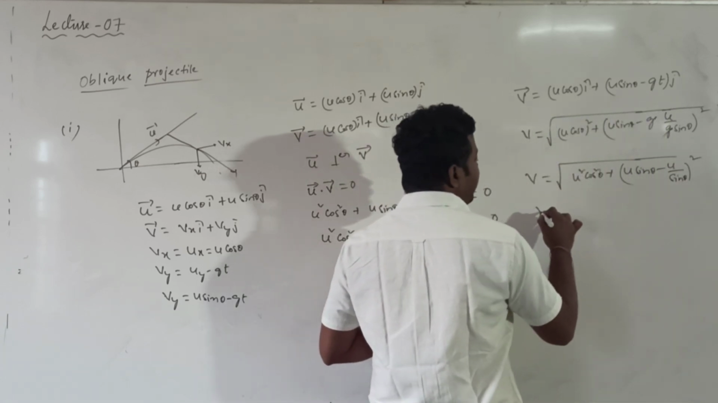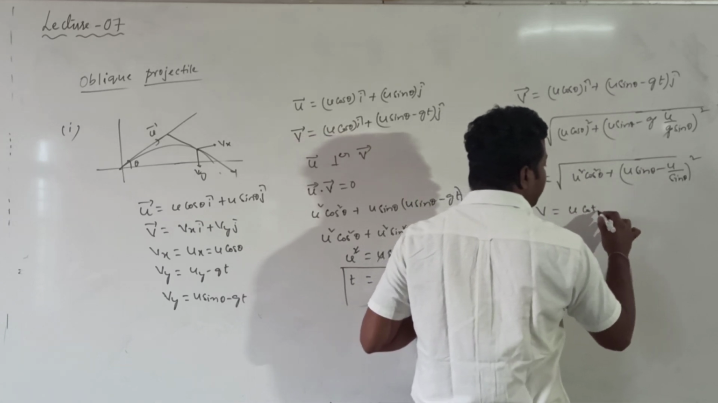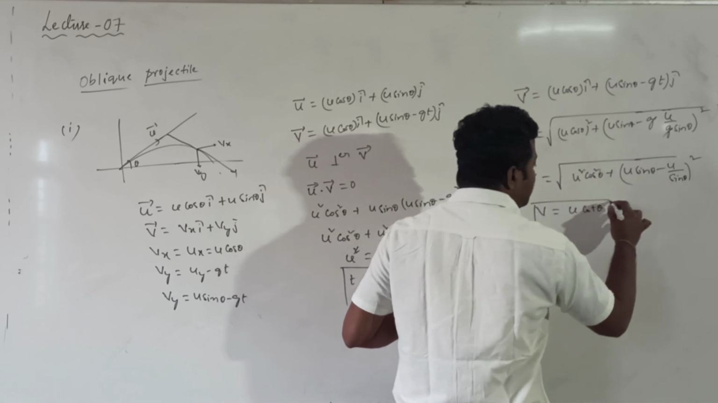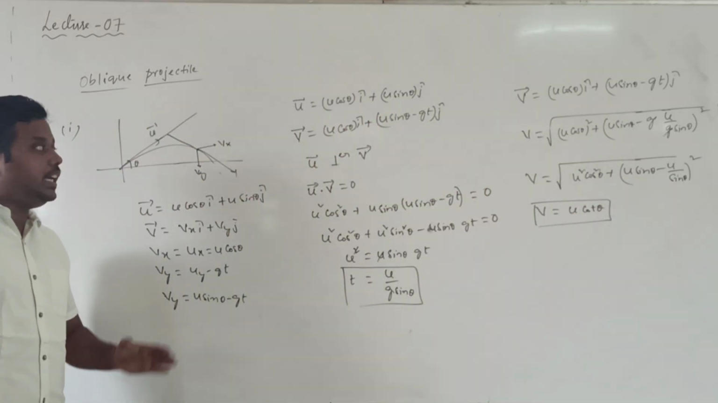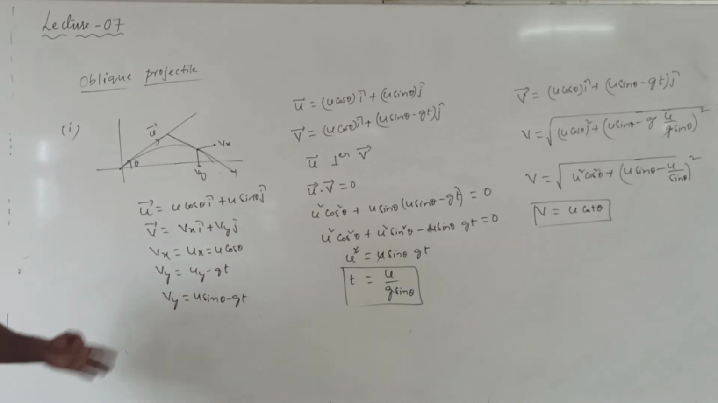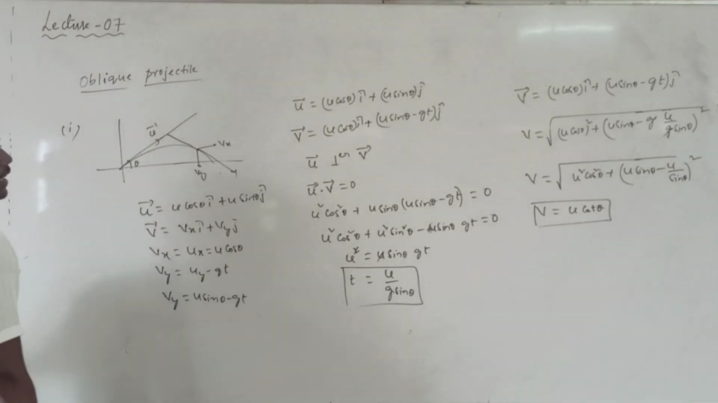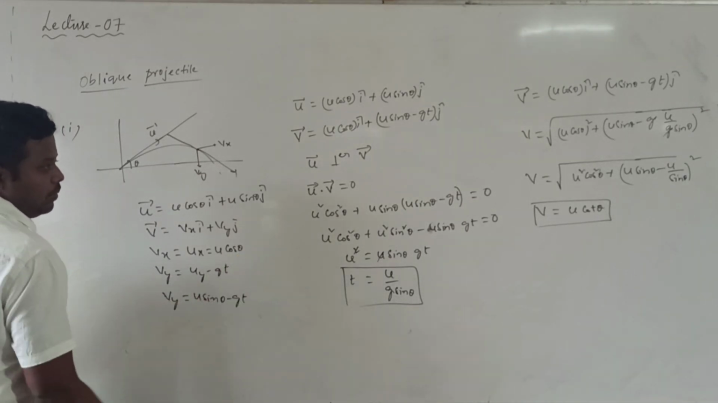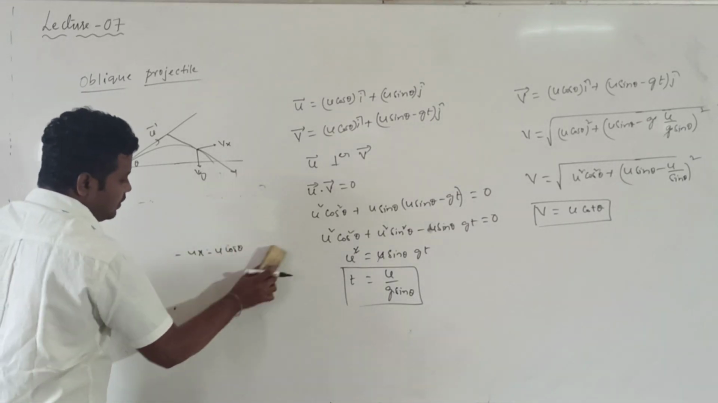After simplification, you get v directly as u into cot theta. This is the magnitude of the final velocity which is perpendicular to the initial velocity. Understood? This is one of the points you can remember: the time after which the velocity is perpendicular to the initial velocity. So, next.